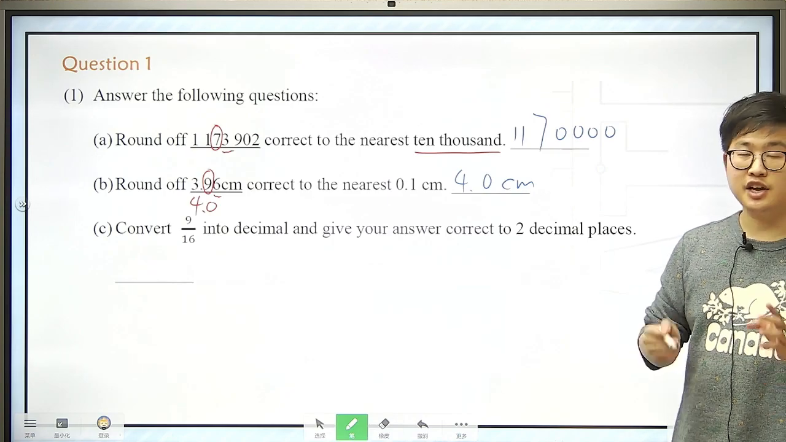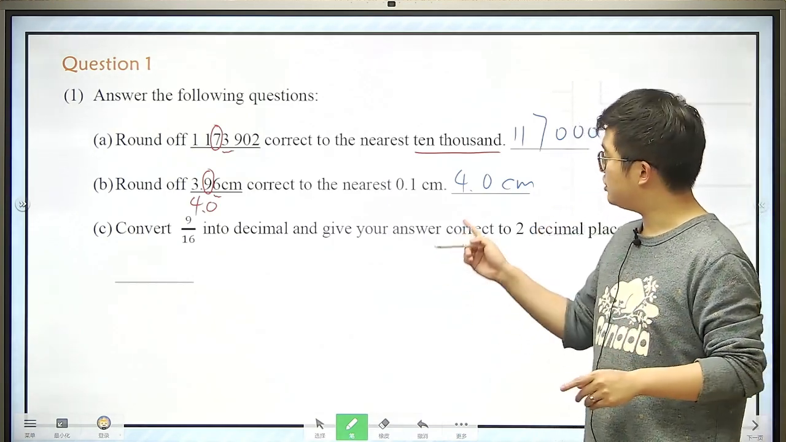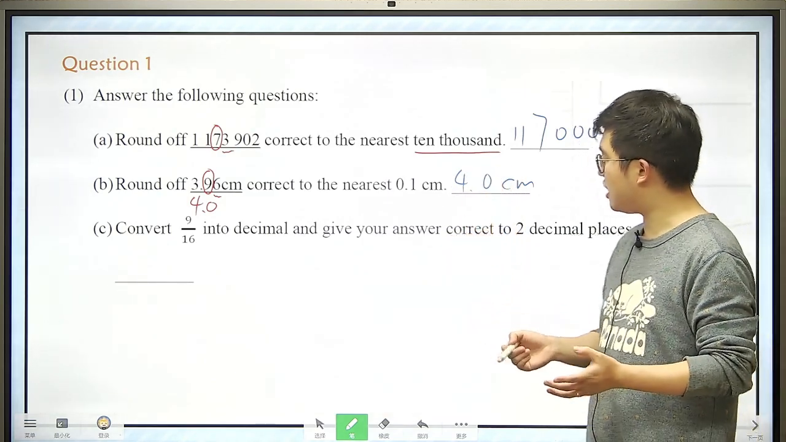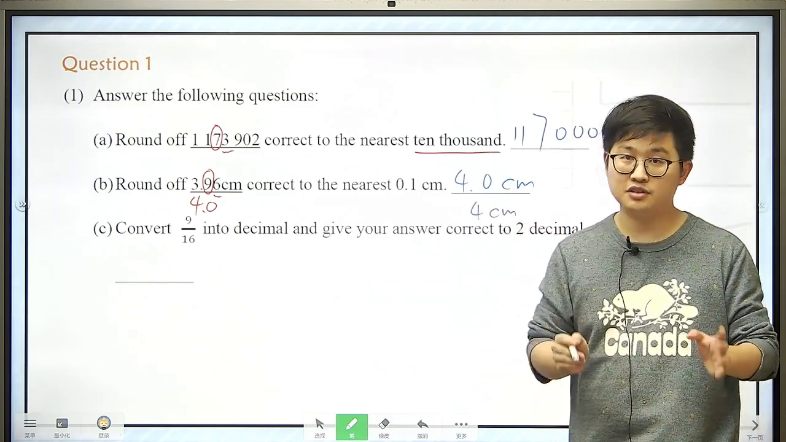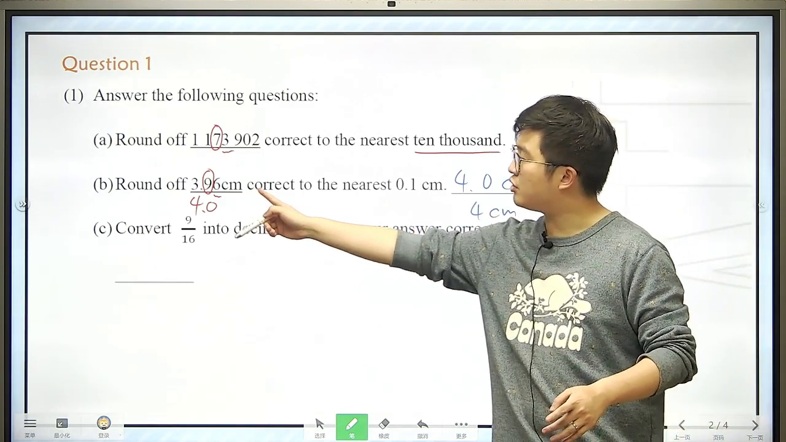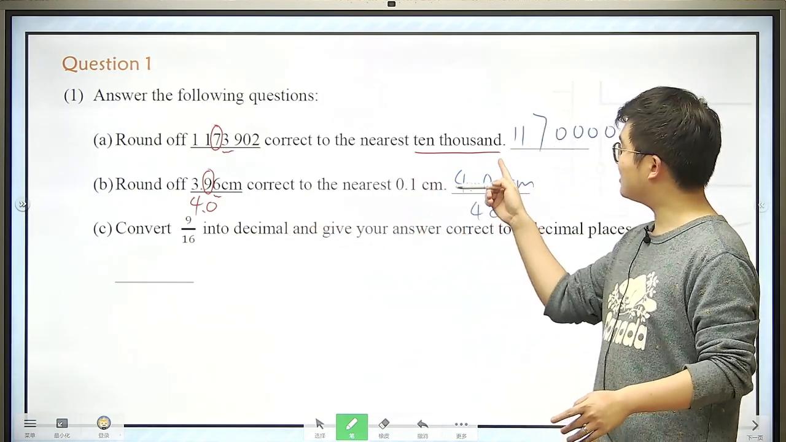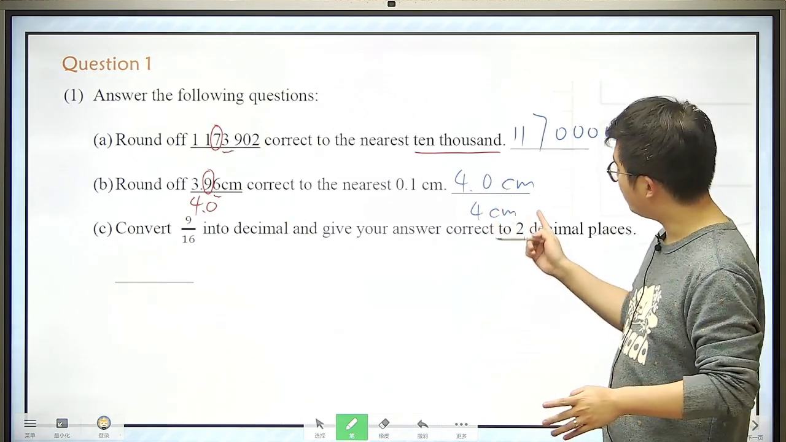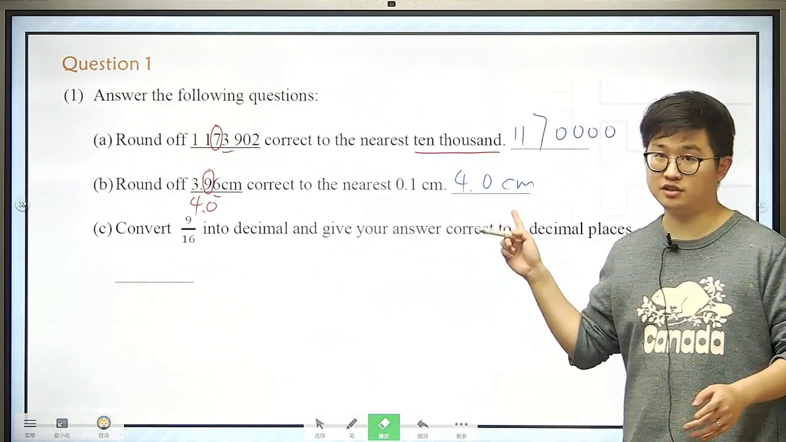Now pay attention, this is a detail. We shall never forget the 0 here. Some of the students would think, come on, 4 centimeters is just the same. Yes, the value is the same, but now we need to correct it to 0.1 centimeter. So the 0 here must remain. All right, so this is not good. All right, we need this.